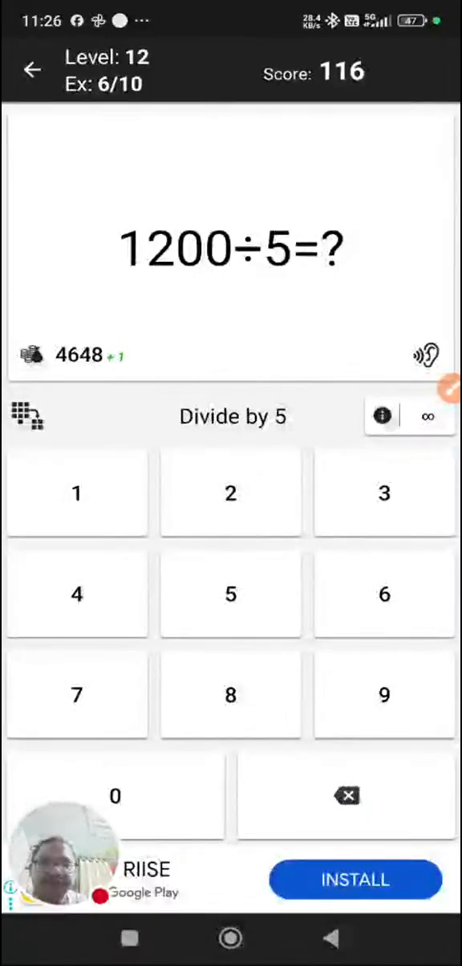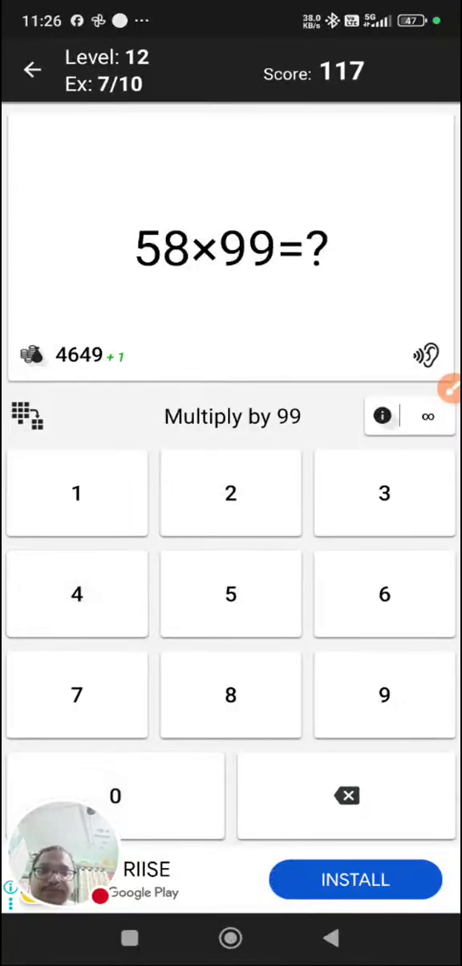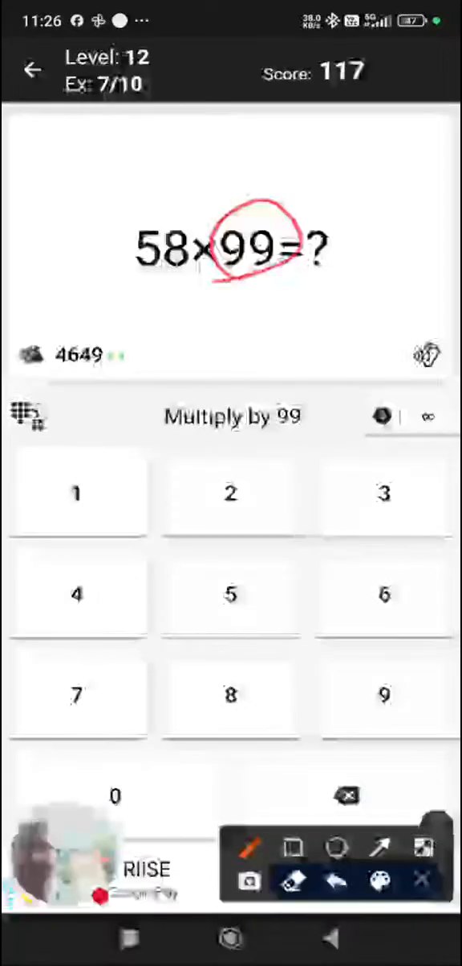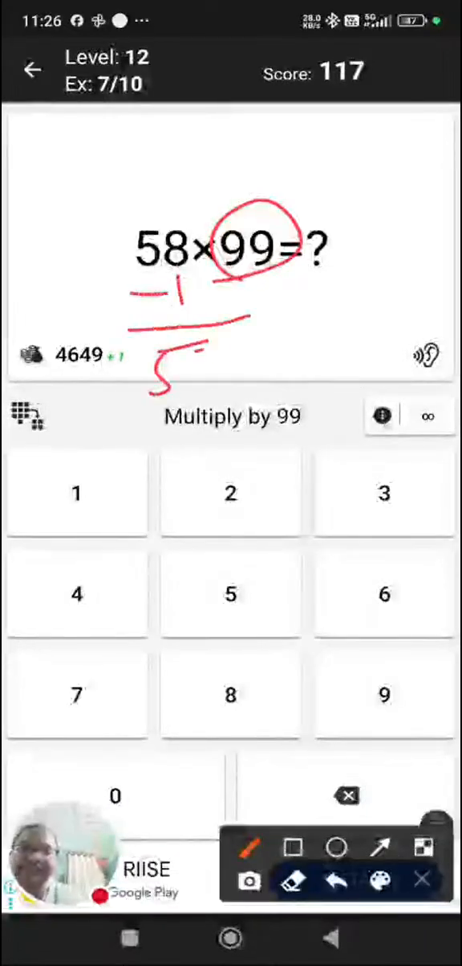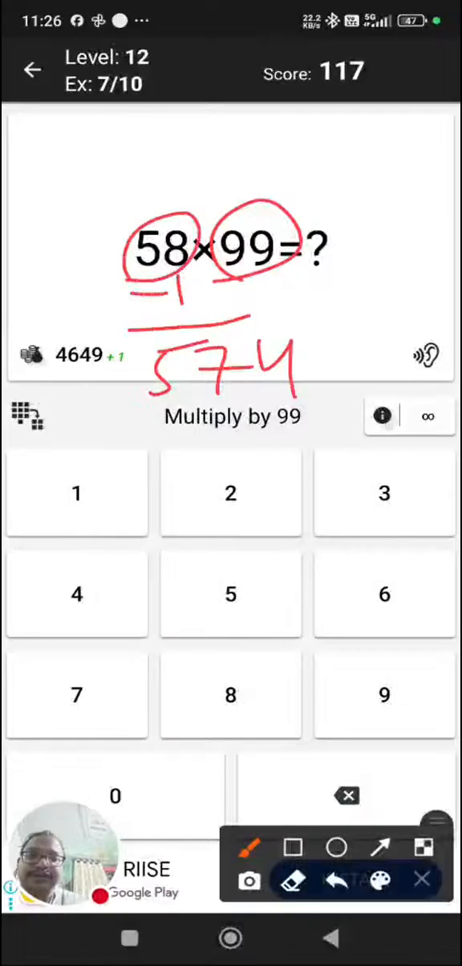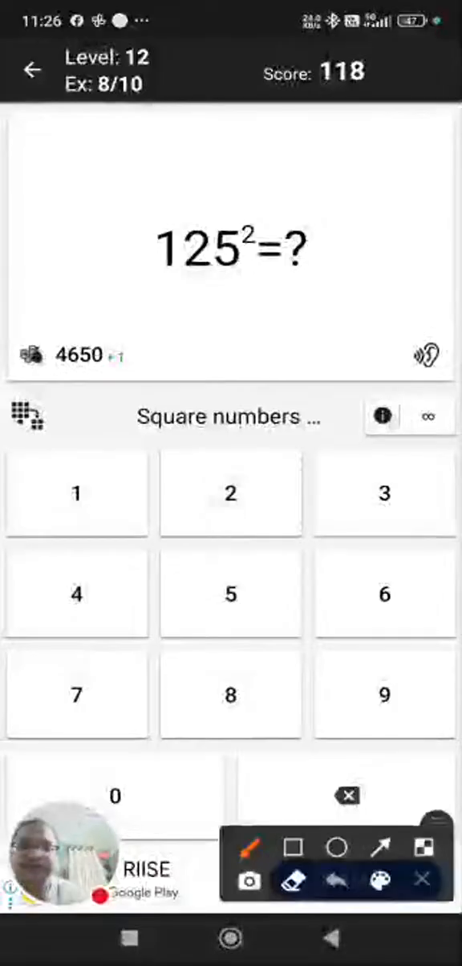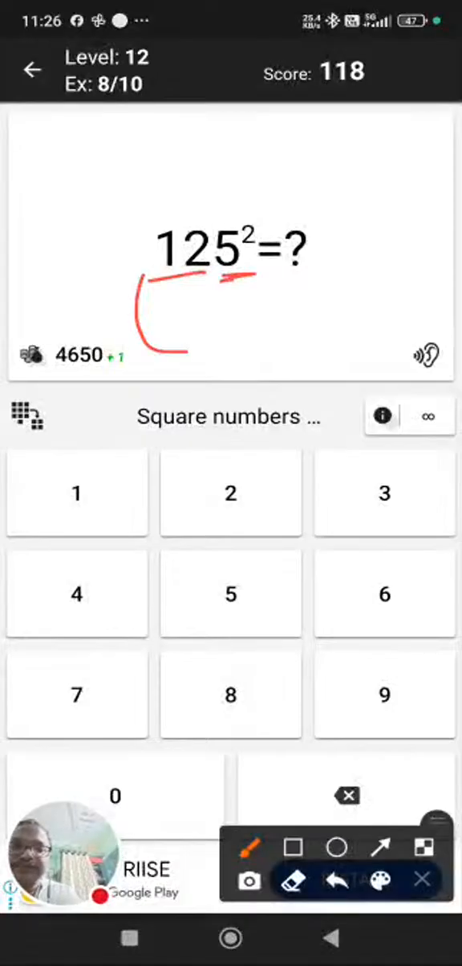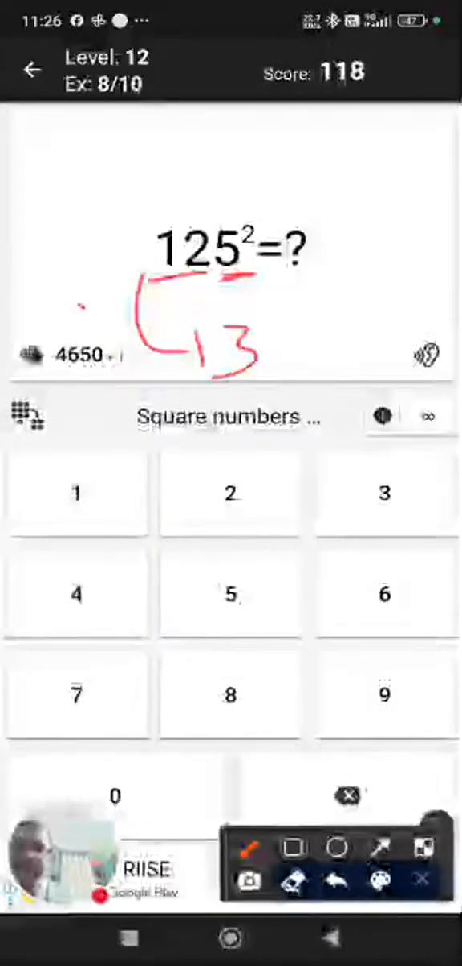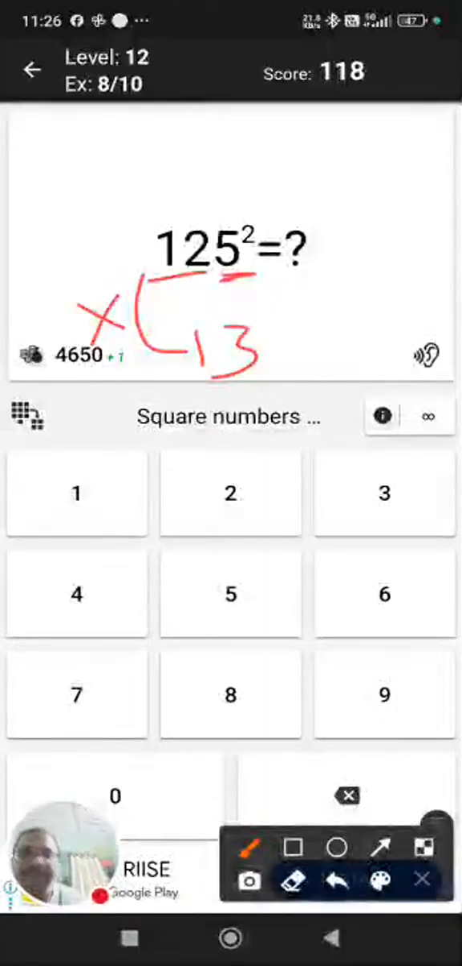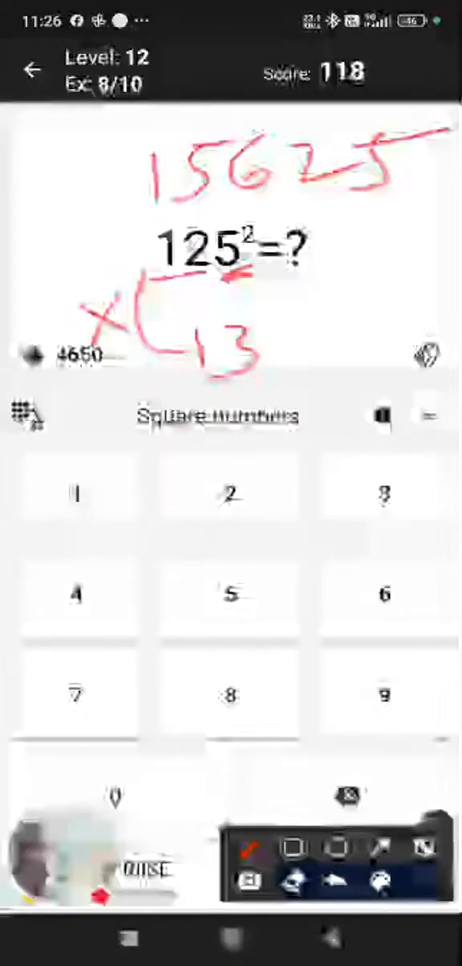Next, 12 5 2 times and 4 times a 0. Here we see 99. So what we do is, subtracting 1 from this one, we get 57. And subtracting this from 100, we get 42. 5742 is our answer. So here we see unit digit is 5 square. So what we do is, the next number of 12, which is 13, multiply these two, 12 into 13 will be 156, and 5 square, which is 25. So answer will be 15625.